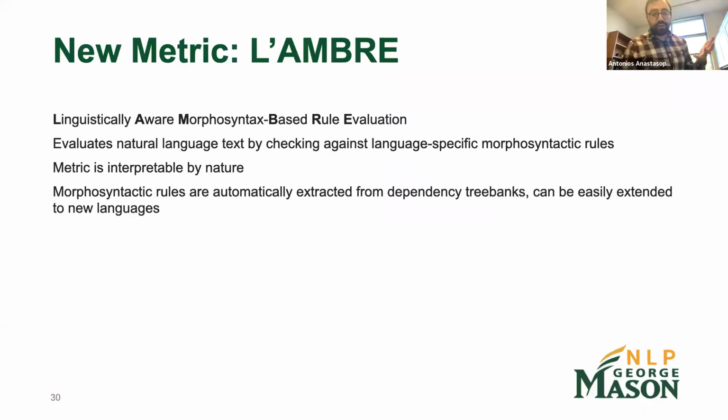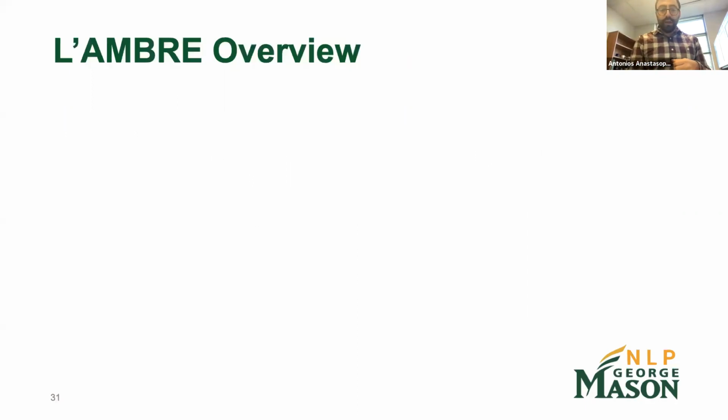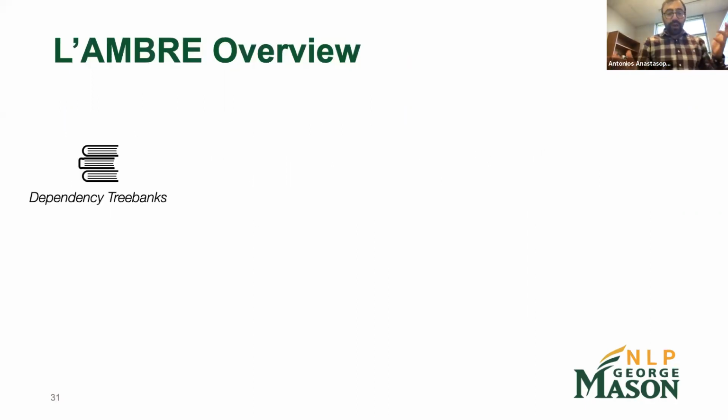So now that we have our checklist, that's what we're going to use to create this metric called LAMBRA, linguistically aware morphosyntax-based rule evaluation. The nice thing about having this checklist of rules that we want to see on the output, if they apply, of course, is that this metric is interpretable by nature, right? So let me give you an example of how it works.